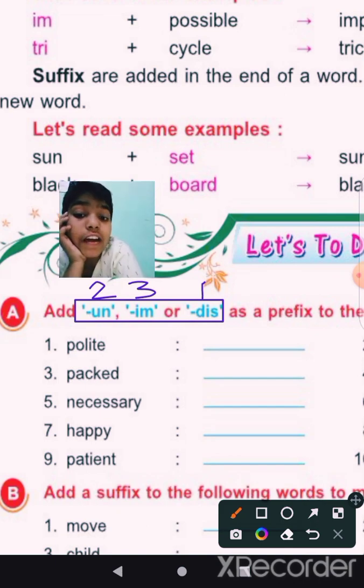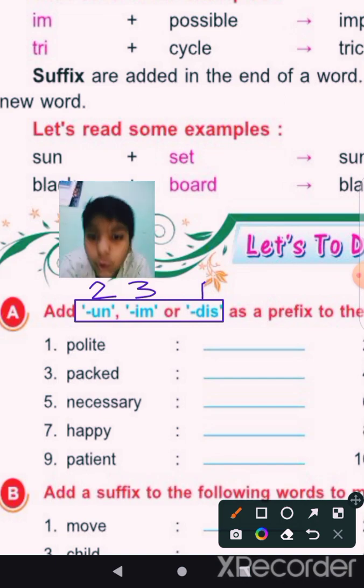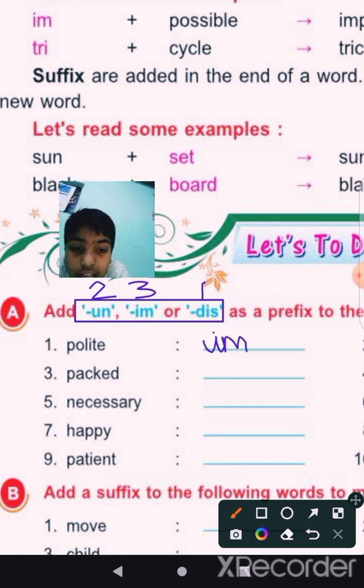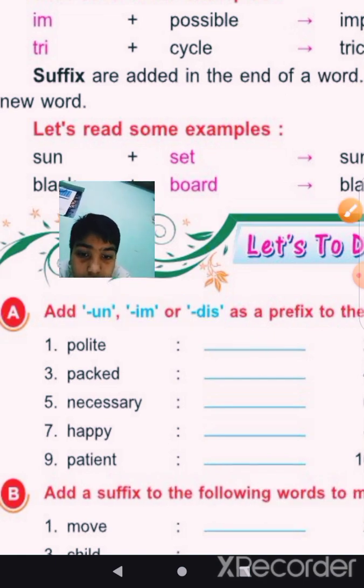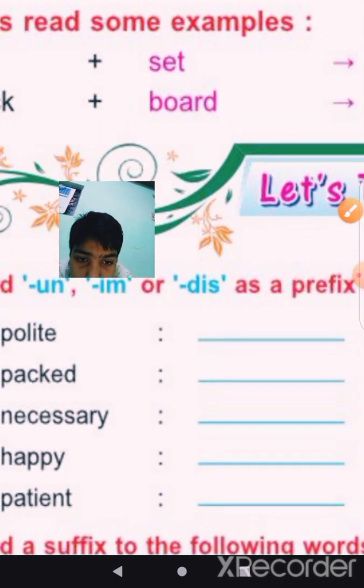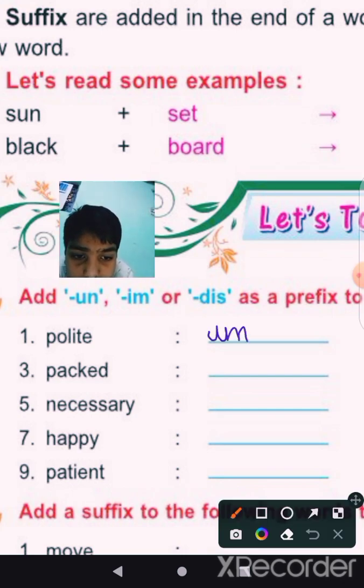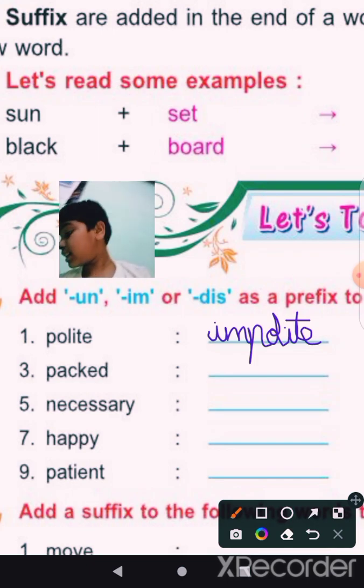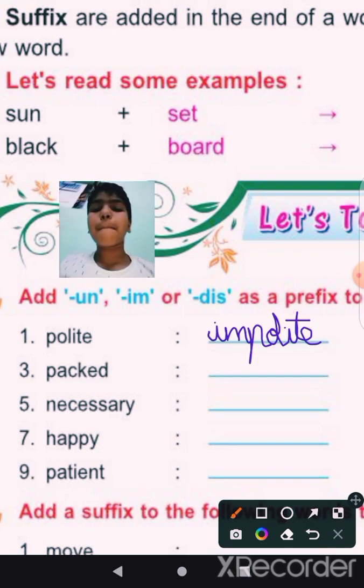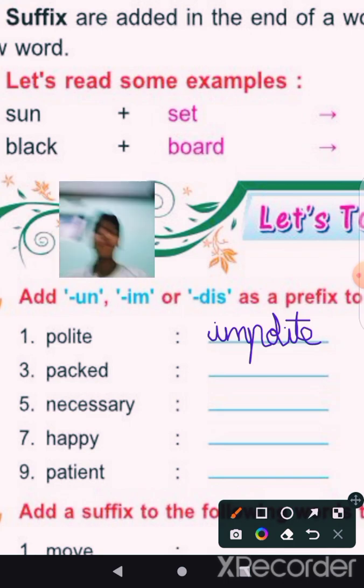Dispolite, we never add dispolite. I have not heard dispolite in the dictionary either. Unpolite, it is always impolite. So our answer will be, let me zoom again, yes, that will be it. Polite will be written as impolite. Got it? Now we'll write it with pen.